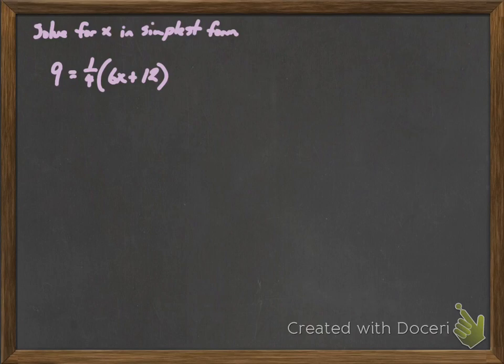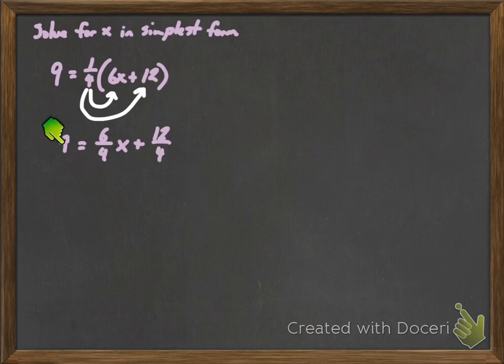So I'm going to multiply 6x times 1/4, and I'm going to multiply 12 by 1/4. So that's going to leave me with 9 equals 6 over 4x plus 12 over 4. Well, if I plug 12 over 4 in my calculator, I'm going to get 3. 12 divided by 4 is 3. But 6 divided by 4, so if I simplify that, what do I get? I get 3 over 2x.